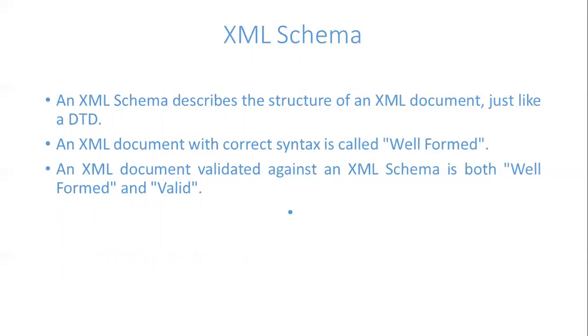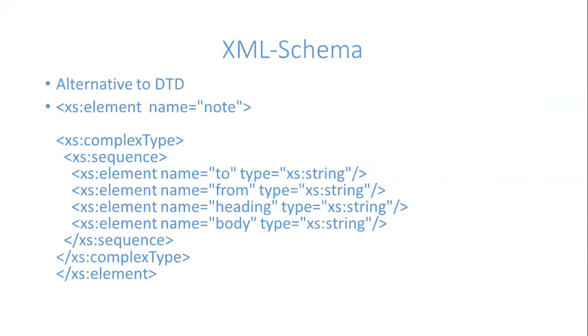Now, what is an XML schema? An XML schema describes the structure of an XML document, just like a DTD. Now, what you can say is an XML schema can be alternatively used in place of a DTD. An XML document with correct syntax is called a well-formed document. An XML document validated against an XML schema is both well-formed and valid. So either we can define a document type definition or we can define an XML schema.